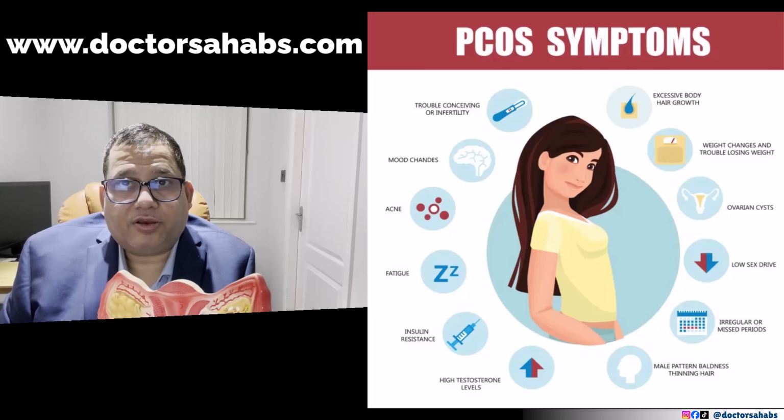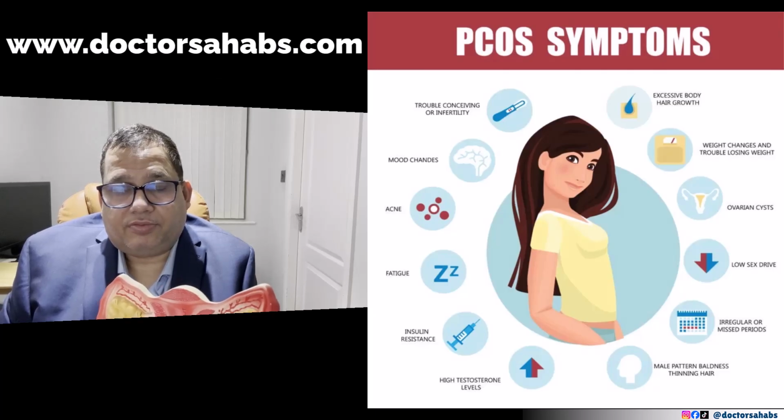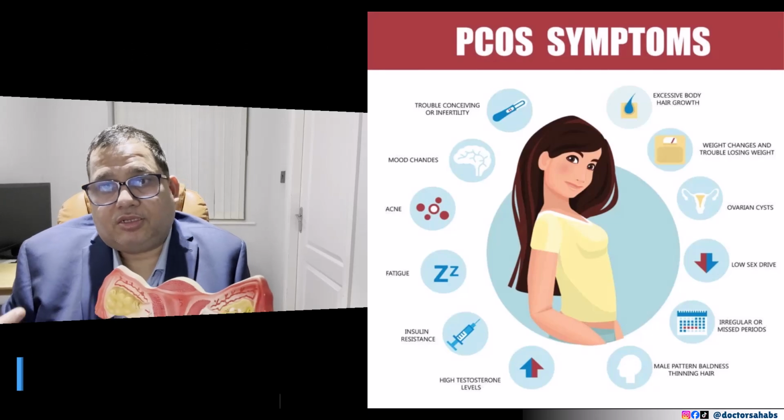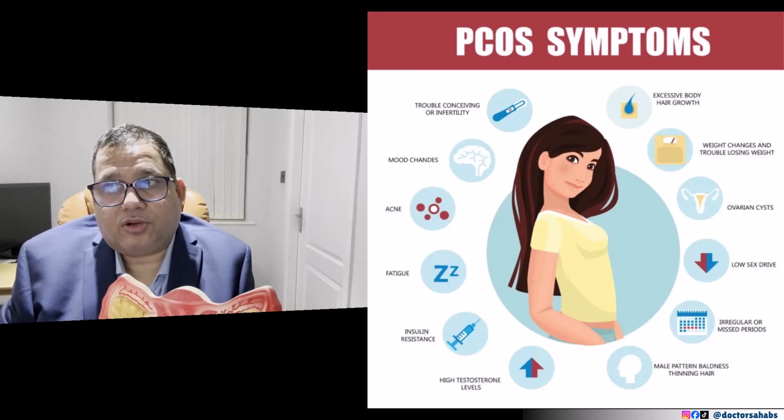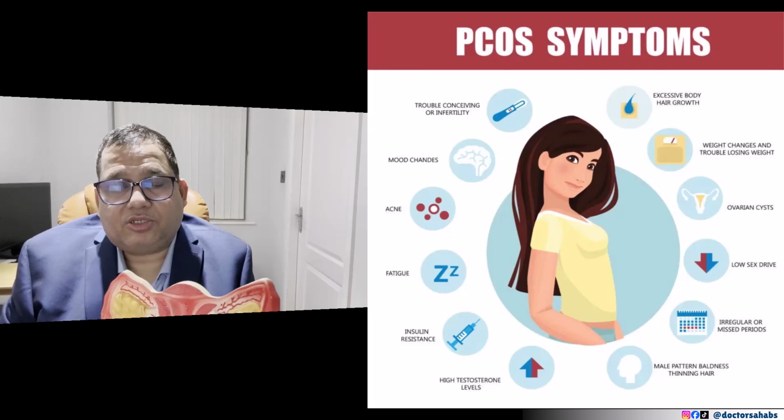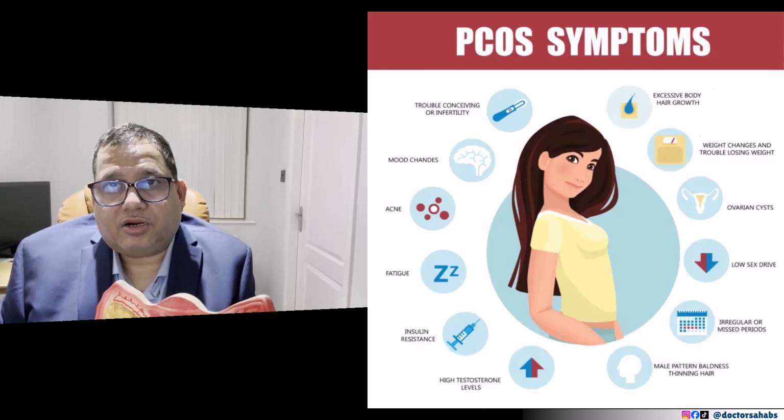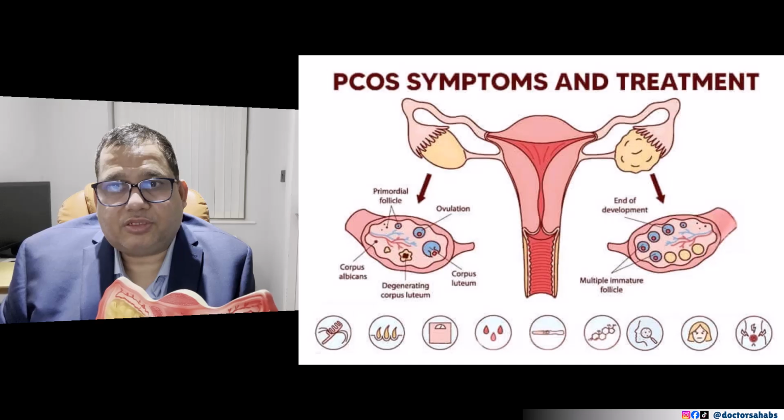like no menstruation, and sometimes irregular menstruation, infertility, acne, hirsutism, and obesity. These are all the symptoms of polycystic ovarian syndrome.